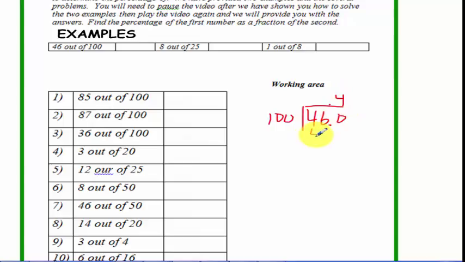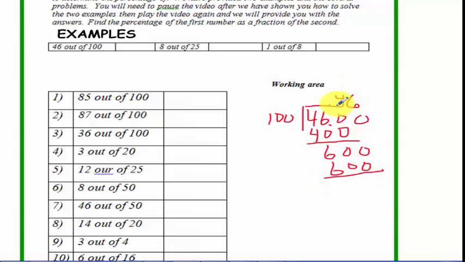So 4 times 100 is 400. And draw a line and subtract. Now we have 60. Well, 100 can't go into 60, so let's bring down another 0. Now 100 can go into 600. How many times? 6 times. So 6 times 100 is 600. So our answer is .46.